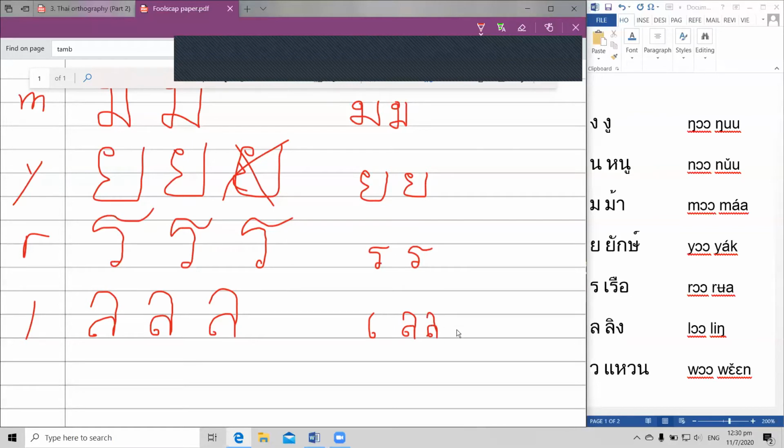Okay, this looks a bit ugly. Let me try again. All right. Lo Ling. Last one is Wo Wan. Wo Wan looks like this. All right. Wo Wan looks like this.